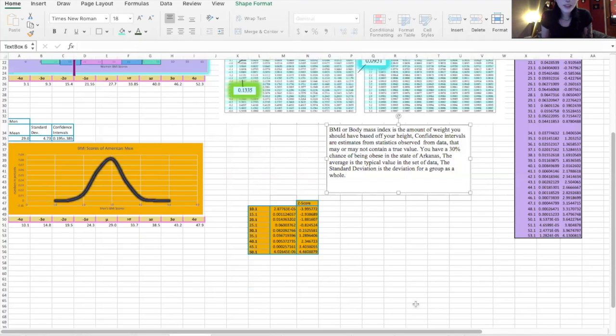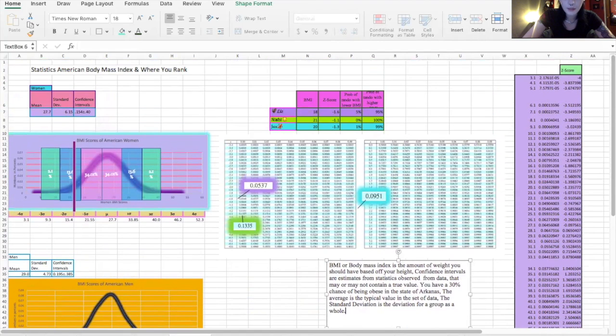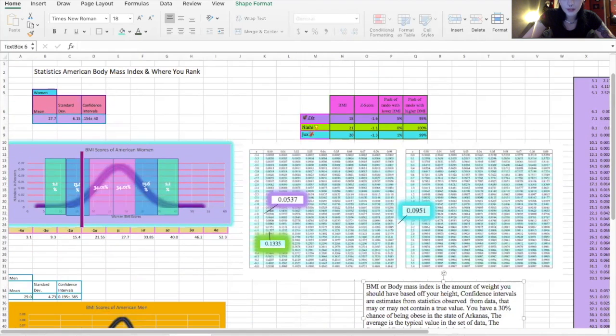Confidence intervals, and like I said, I'm not good with pronunciation right now. Lack of caffeine, all of the stress. The estimates are estimates from statistics observed from the data that may or may not be of true value. So as we go here, you can see that, I picked me and my best friends.